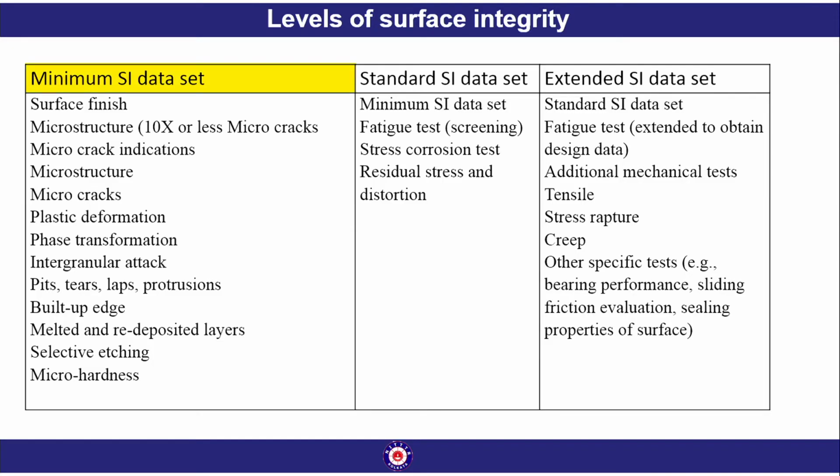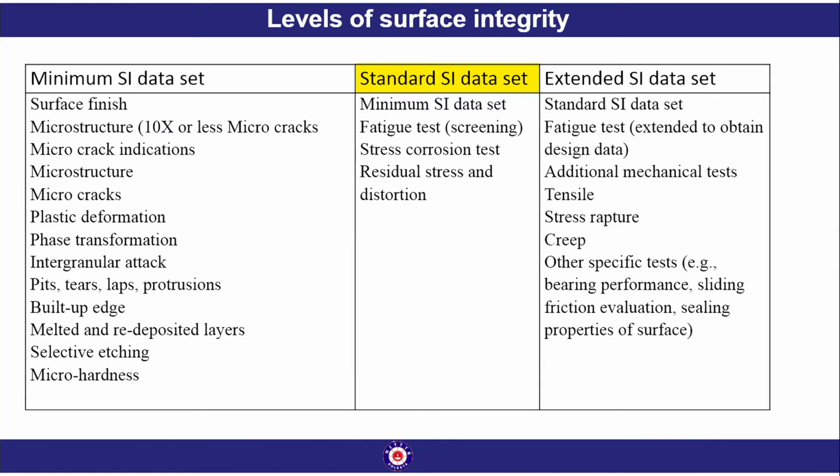Now, the data sets for surface integrity are as follows. The minimum data set is, as I told you, surface finish, microstructure, micro crack indications, micro cracks, plastic deformation, phase transformation, intergranular attack, pits, tears, laps, protrusions, built up edge, melted and redeposited layers, selective etching, and micro hardness.